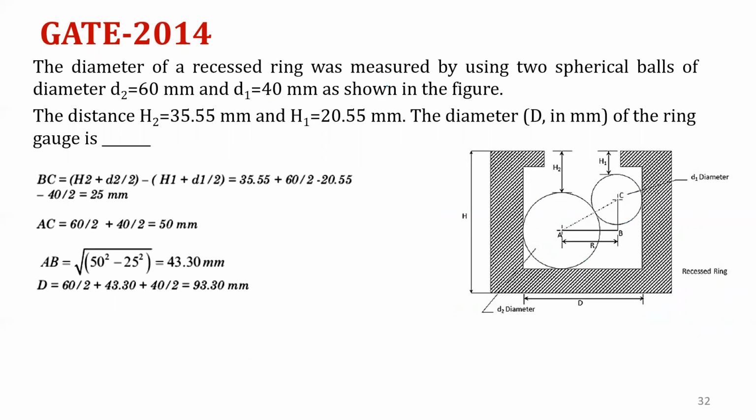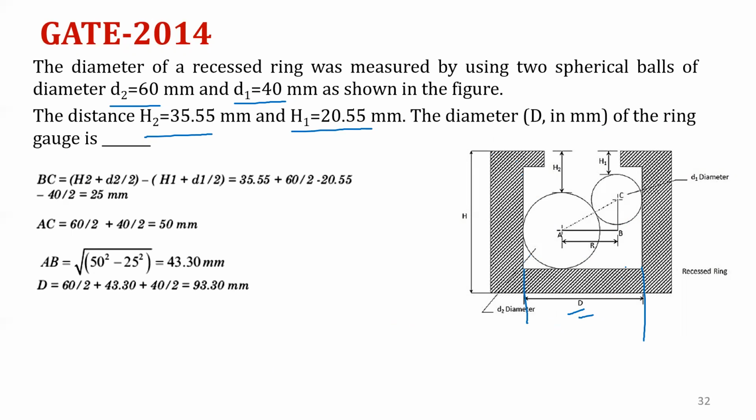The diameter of a recessed ring was measured by using two spherical balls of diameter D2 60 mm and D1 40 mm. The distances H2 and H1 are also given. The diameter of the ring gauge is? So we need to find out this diameter D.